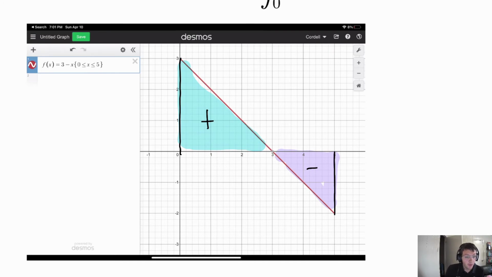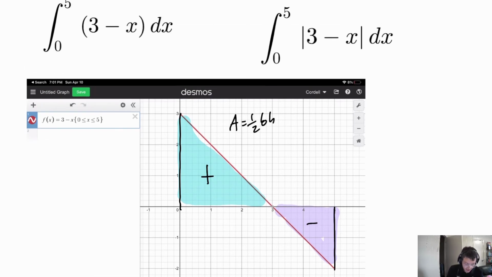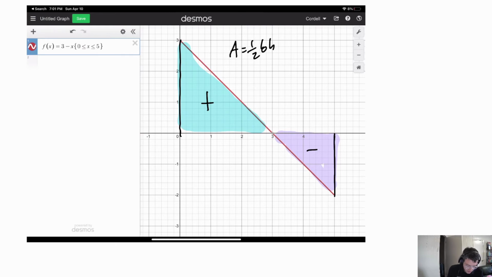We can compute the area of these two triangles relatively easily because we know that the area of a triangle is 1/2 base times height. And remember, the actual area under this curve is this integral here. So we get two different triangles. Let's find the area of this first triangle. The height is 3. The base length is 3. So this triangle has an area of 9/2.